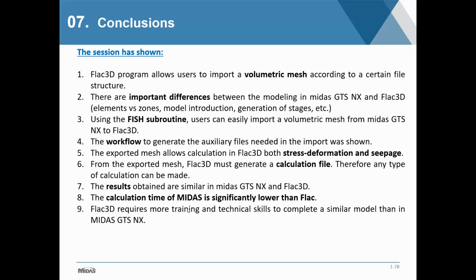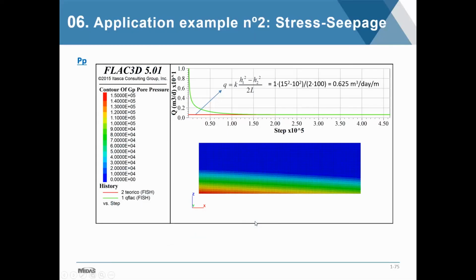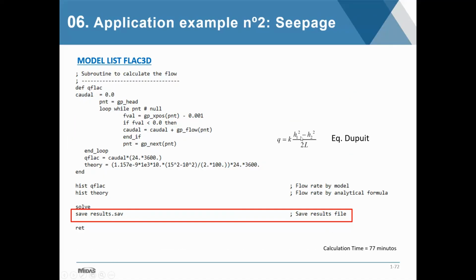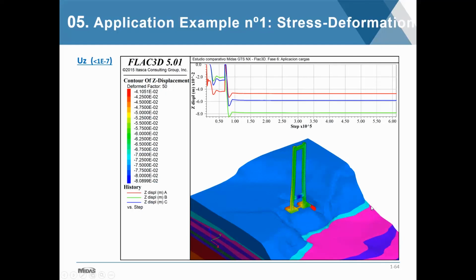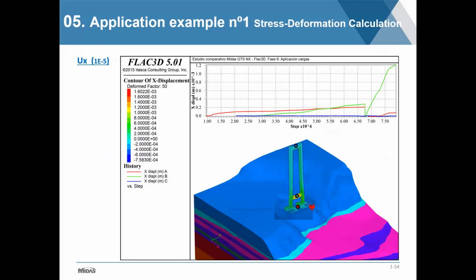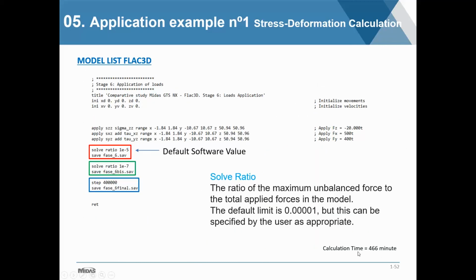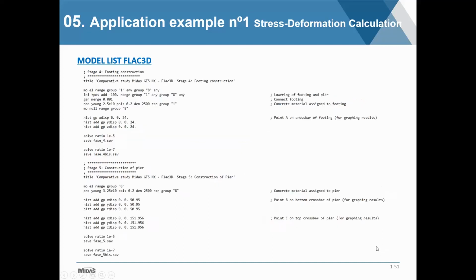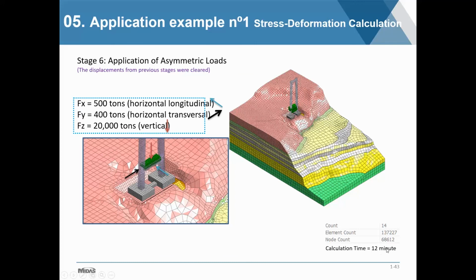And the last point is that because you have to code in Flac3D, the learning curve is much higher. There's a lot more training and skill required in order to complete a model that was similarly done in Midas GTS NX. So just to point out this last point, as we had said, the calculation time in Midas for this problem was 1 minute, whereas in Flac it was 77 minutes. And for this example, I missed pointing this out, the calculation time in Flac was 466 minutes, whereas in Midas it took 12 minutes.